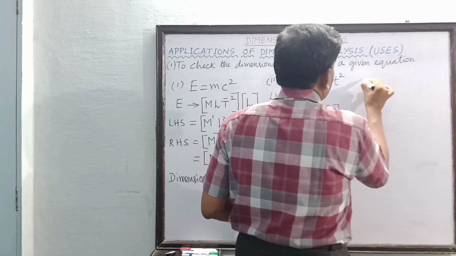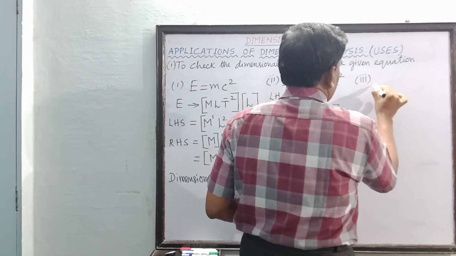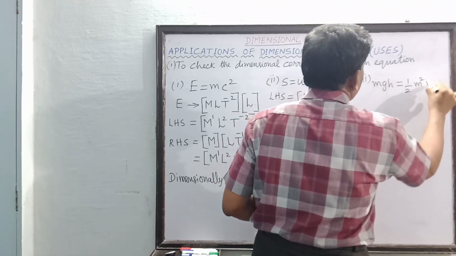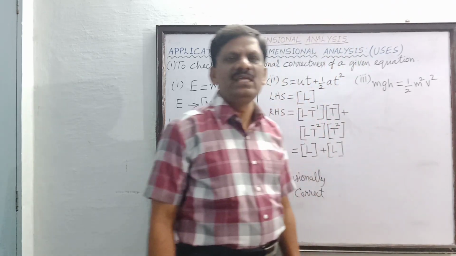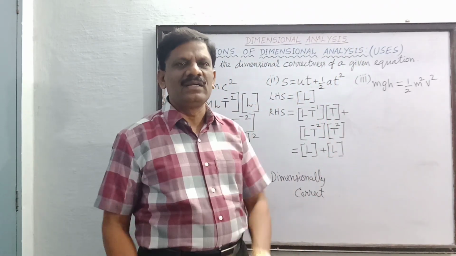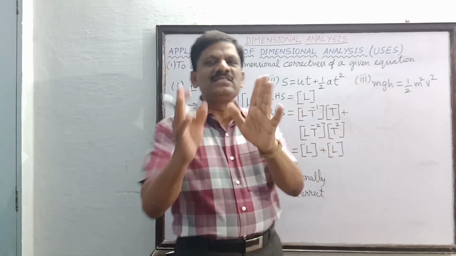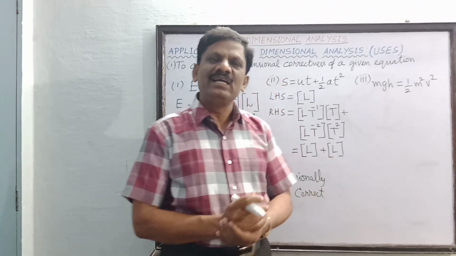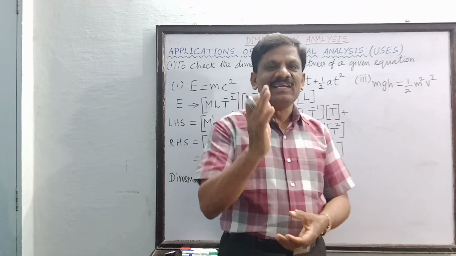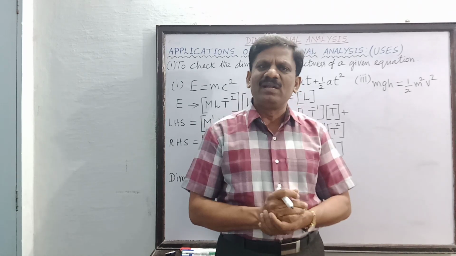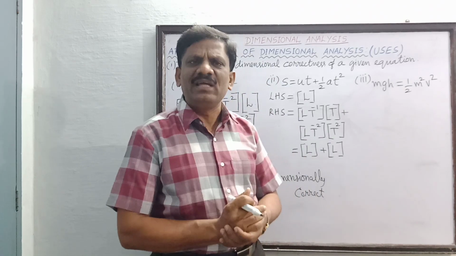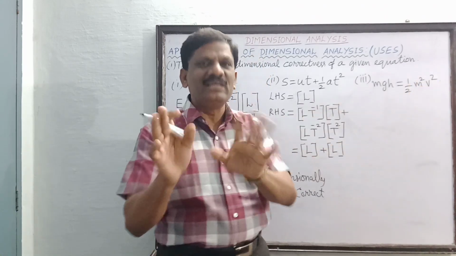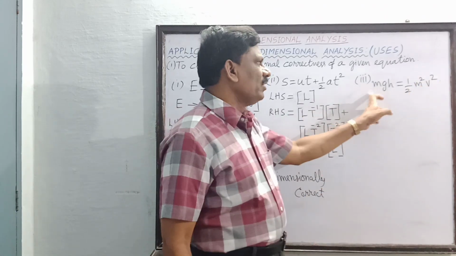For example, the third one. mgh is equal to half into m square into v square. Purposely I have taken one equation which we have not seen. mgh at least we have heard, is it not? mgh is equal to what? Potential energy of a body at a height h. But what is the expression for kinetic energy? It is half m into v square only. Have you studied half into m square into v square? No. That means it is wrong or not? I will check and prove that it is dimensionally wrong. Okay, students? Now m into g.